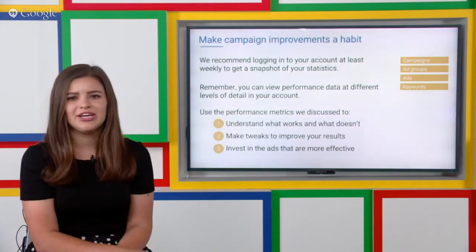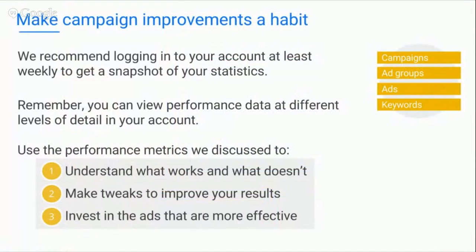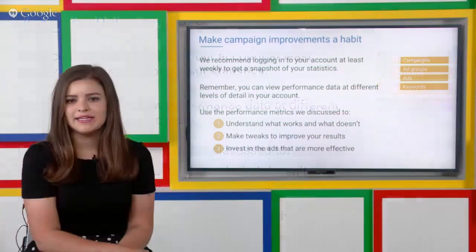So really key here, I know we're in our second session, and it's really important to make these campaign improvements a habit. We really want to understand the performance metrics that we've discussed, so that you can understand what is working for you and what isn't. So what keywords and what ads are working well for you and giving you the results, and which ones aren't. And you can really make tweaks here to improve your results. Whether that's pausing some keywords that aren't performing well, or creating more ad groups and separating out your content more, there are a lot of different adjustments that you can make to really improve your performance. And also be sure to invest in the ads that are more effective.